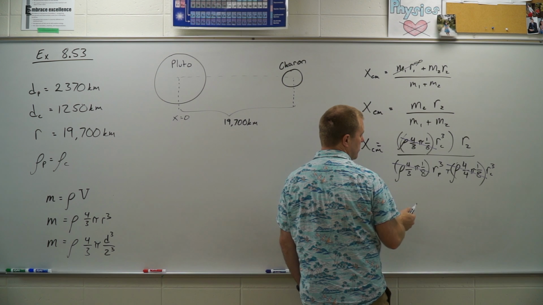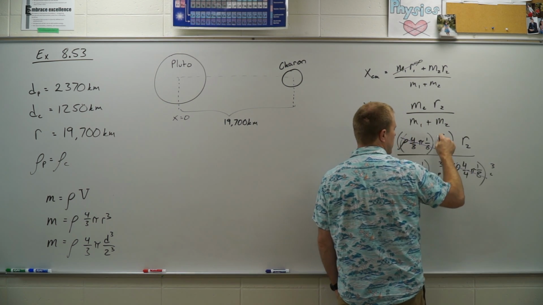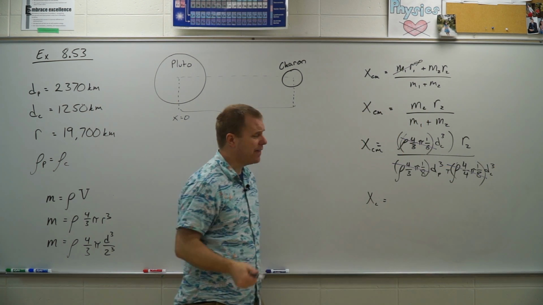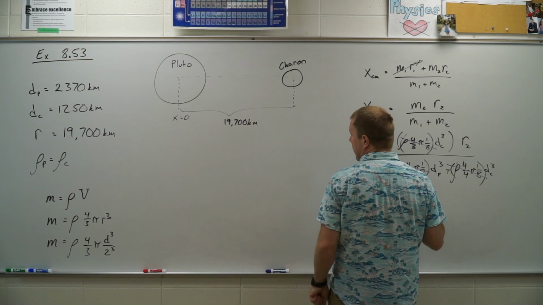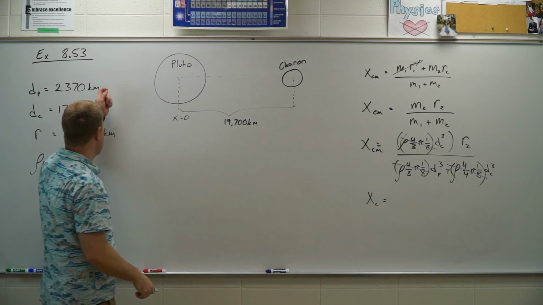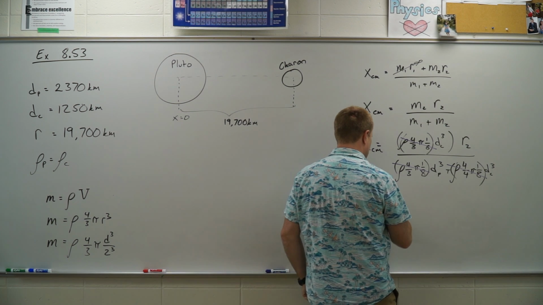And so I'm going to be left with xcm is, oops, these were supposed to be diameters, weren't they? Oh well, we'll fix those. Diameter of Charon, diameter of Pluto, diameter of Charon. Good catch on that if you'd caught it. So I have the diameter of Charon, and since these are all in common units, if I can keep them all in kilometers, we're good. And then I'll end up with an answer in kilometers for my center of mass.